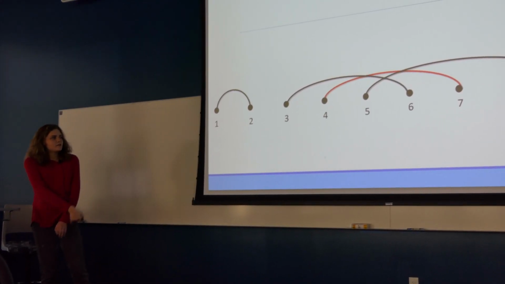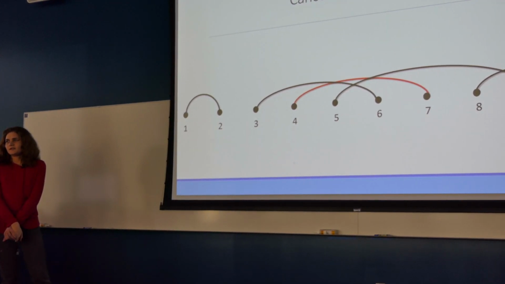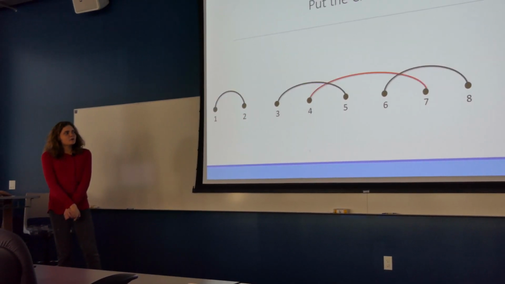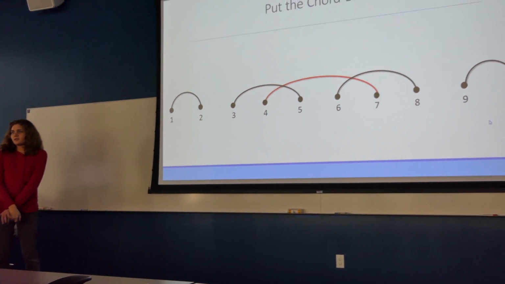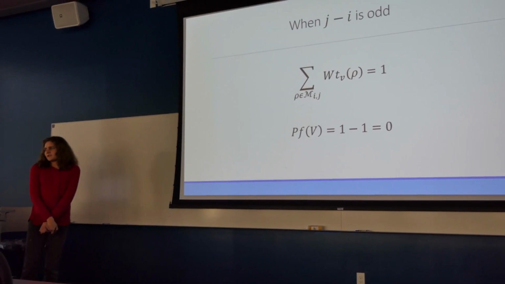If it's odd, so now I've gotten 4, 7, so that's an odd number. The difference is 3. Take it out, same thing. Everything cancels except for this, but when you put it back, it's part of an even number of matchings. And so we've actually just canceled out a 1, not a -1. And so the Pfaffian is 1 minus 1, which is 0.